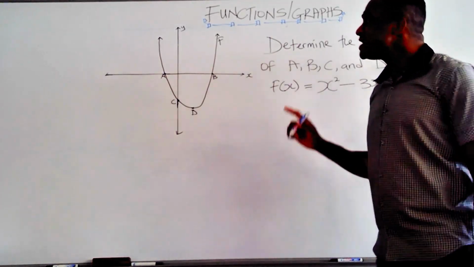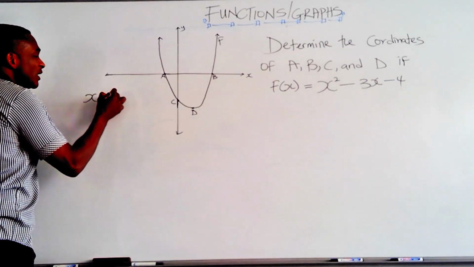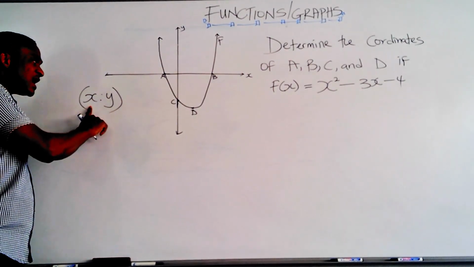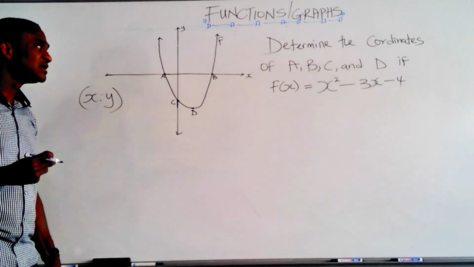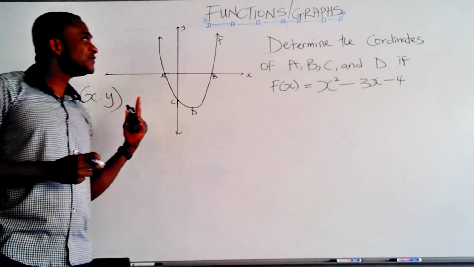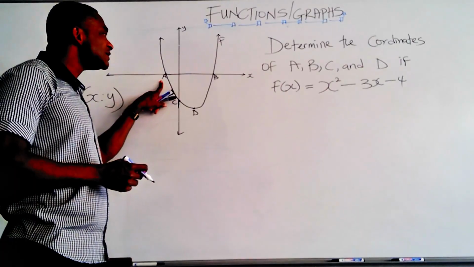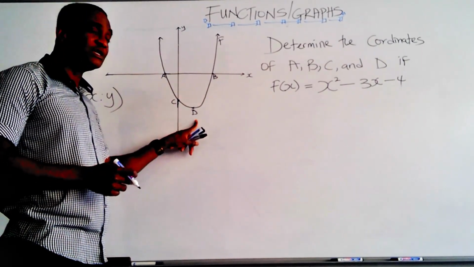Now, remember, when they are asking for coordinates, coordinates must be given in this form, x before y. It must have two values, x value and y value, where they actually intersect. Now, interpretation of the graph is key here. We have to understand what A represents, what point B represents, what point C represents, and what point D represents.